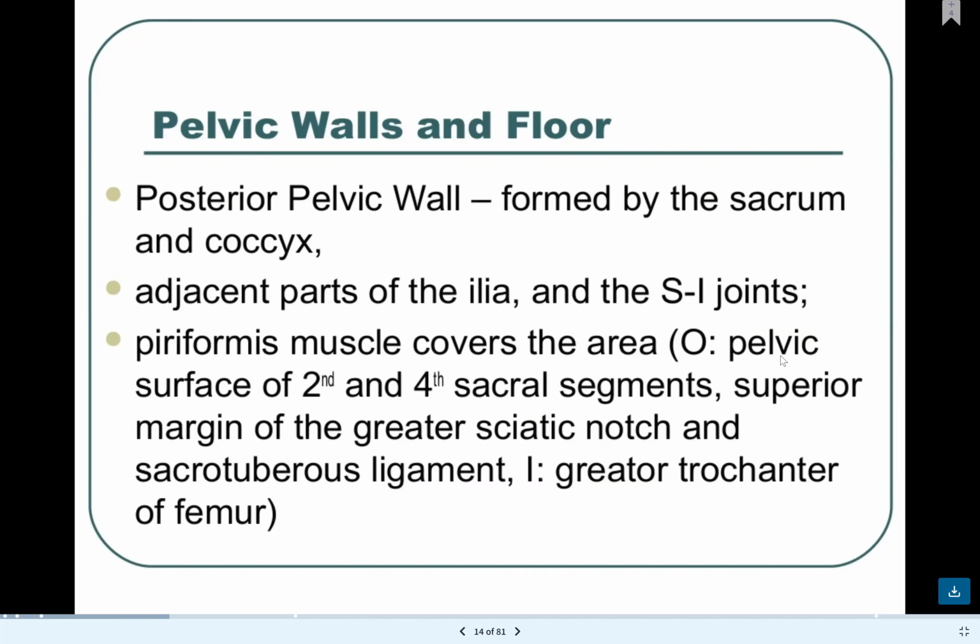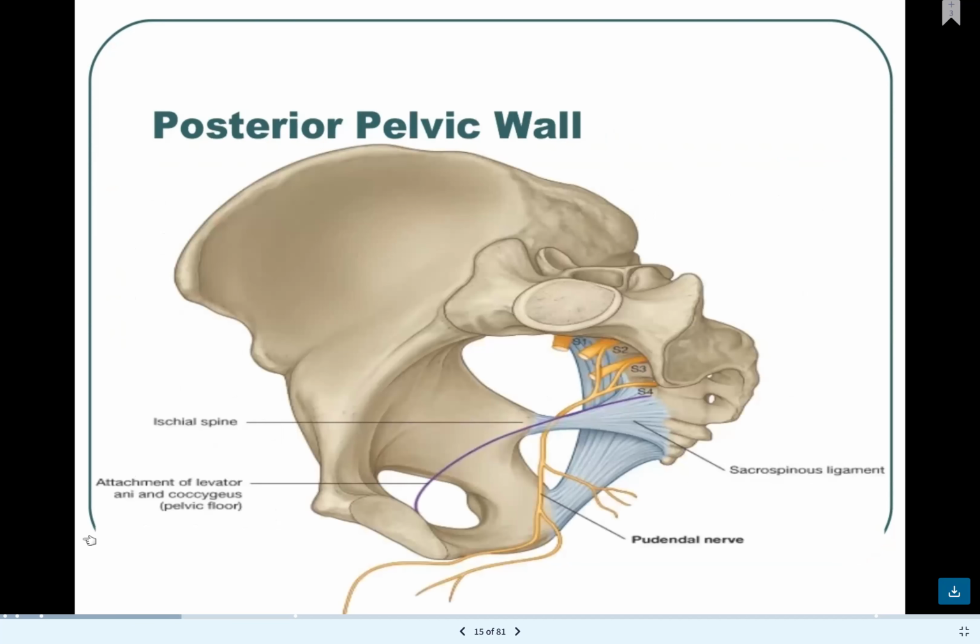And then this muscle actually has a point of origination at the second and fourth sacral segments, and also the superior margin of the greater sciatic notch. And then I hope you remember all these things I'm mentioning because they are on the pelvis. And the sacrotuberous ligament. Its point of insertion will also go to the greater trochanter of the femur. So all that we are trying to say, we are looking at the posterior pelvic wall, okay, which is mostly formed by the sacrum.